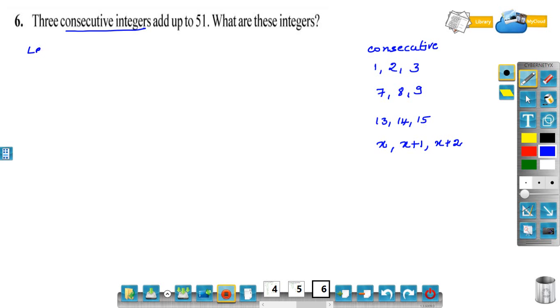So let three consecutive integers be, if I take the first integer as x, then the next integer will be 1 more, that is x plus 1, and the third integer will be 2 more, that is x plus 2. So three consecutive integers means x, x plus 1 and x plus 2.